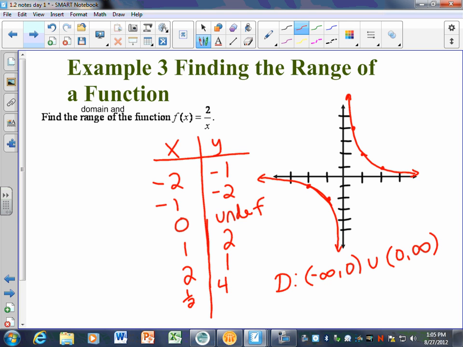When there's just one number you're not allowed to have, you can say x can't be 0, but it can be everything else. So the way that you write that is you say x cannot equal 0, which might be a little bit easier.